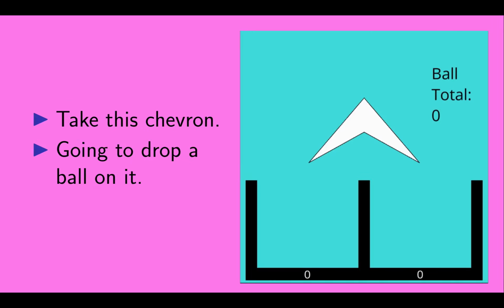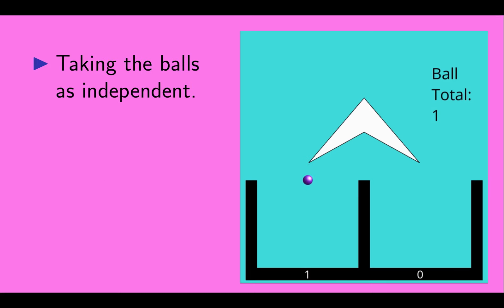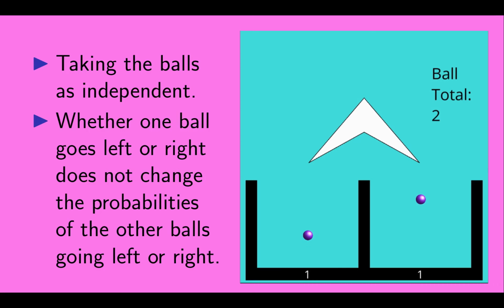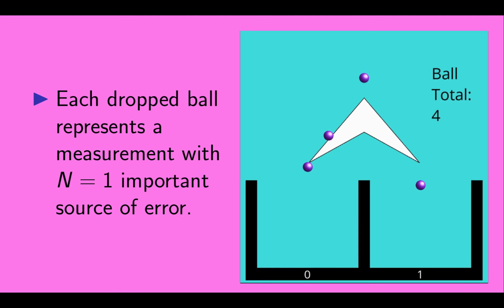So take this chevron. We're going to drop a ball on it. The ball will roll left or right with equal probability. We're taking these balls as independent. That means that whether one ball goes left or right does not change the probabilities of the other balls going left or right. Okay, we'll drop 100 balls.